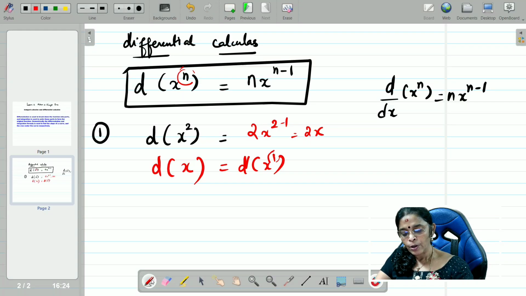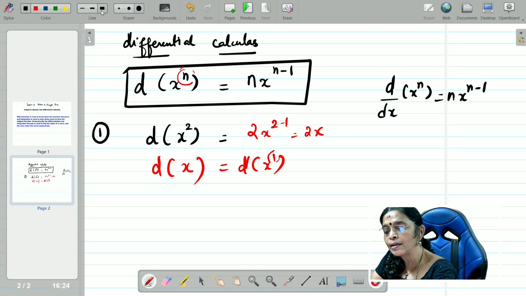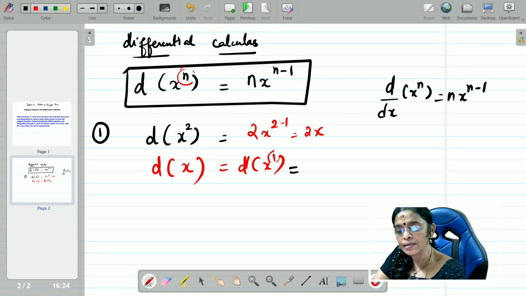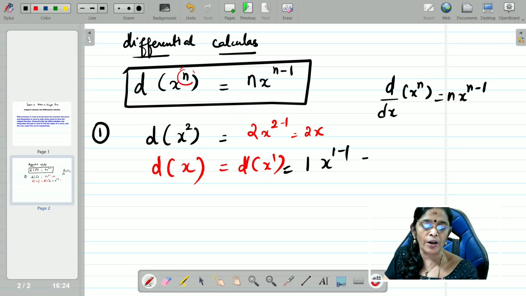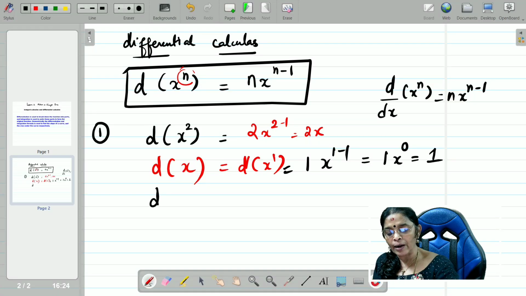1 is there. So therefore, what you write here? You have to write it as 1 into x power 1 minus 1. What is anything power 0, children? X power 0 is 1. So therefore 1. So simply you can write differential of x is equal to 1.